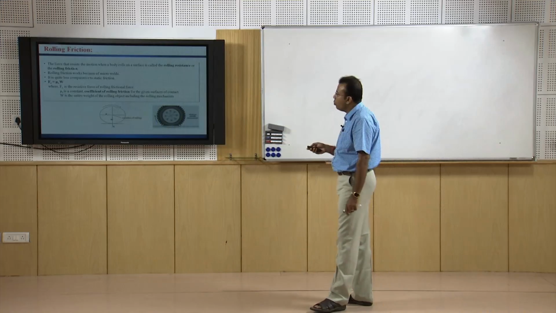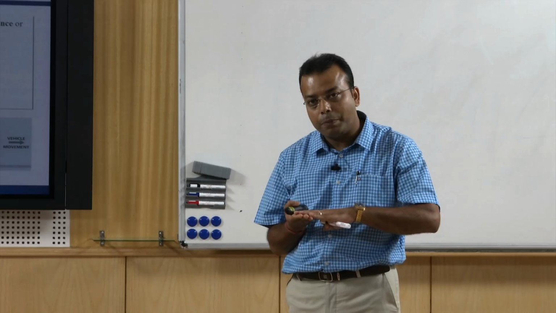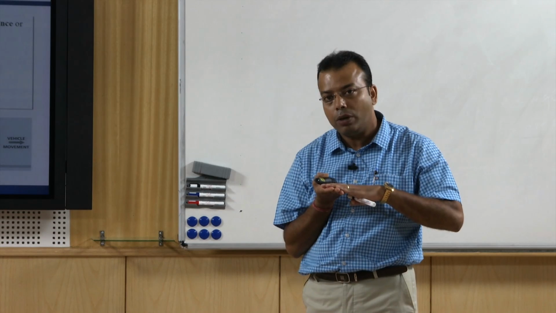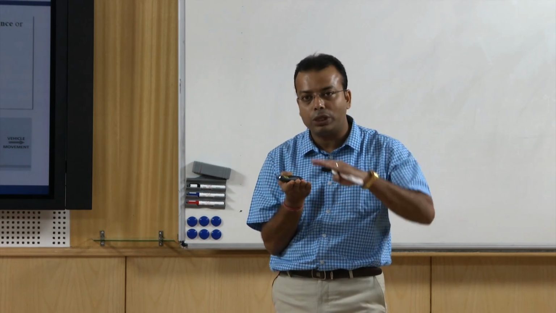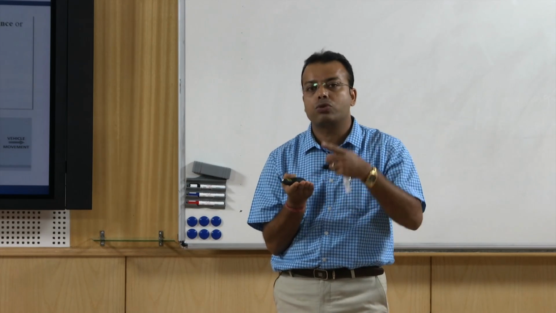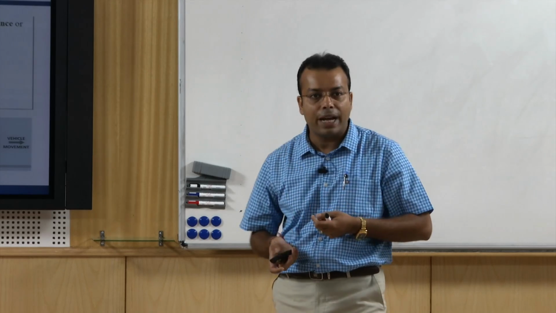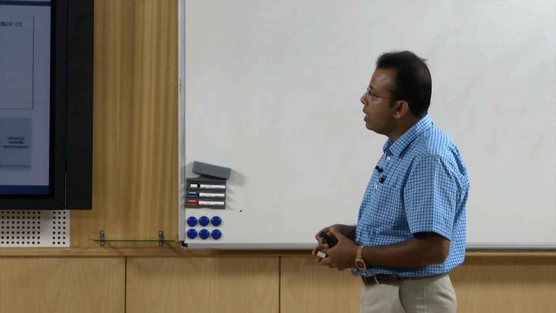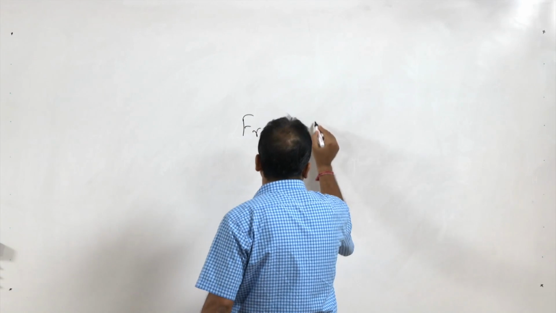So, rolling friction works because of micro welds. It is quite less compared to static friction, because static friction totally depends upon the contact area of two particular bodies, but in rolling friction sometimes one body is in static motion and another in dynamic motion. So, that is why rolling friction is generally a little bit lesser than static friction. So, the simple equation of rolling friction is F r is equal to mu r into W.